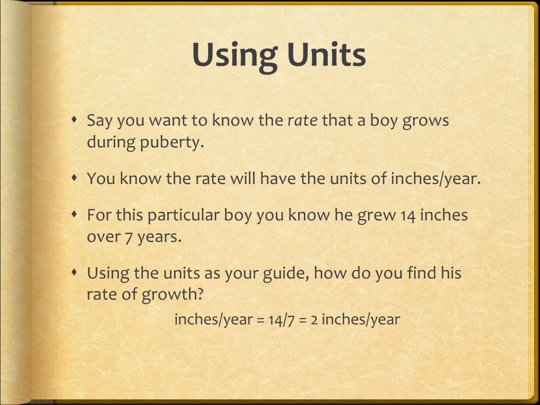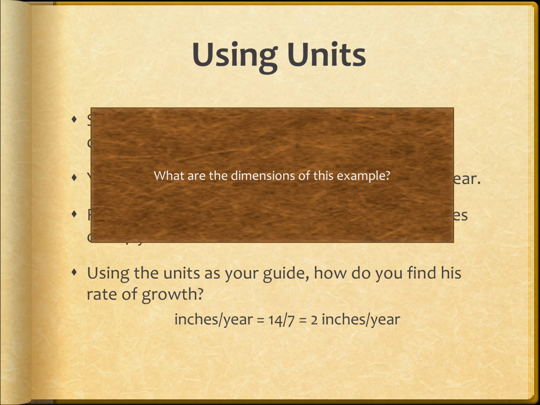Well, you know that the end units are going to be in inches per year, so that's inches over year. So you would put 14 inches divided by 7 years to get the final answer of 2 inches per year. So he's growing pretty fast at this point in time, or over these 7 years. So here, just by looking at the end units you know you're supposed to have and the units you're given, you can figure out the calculation that you need to get the answer.